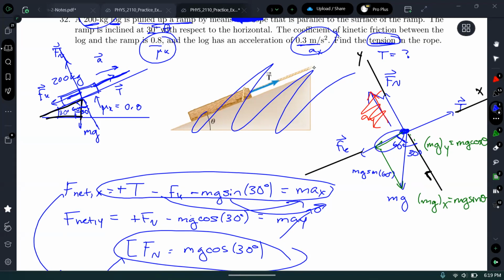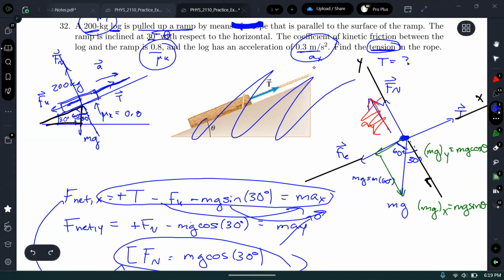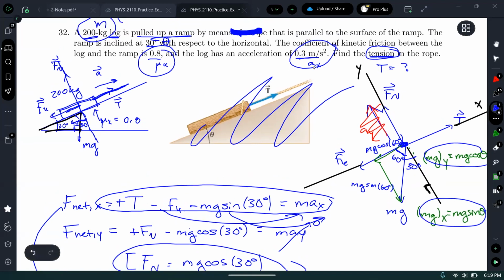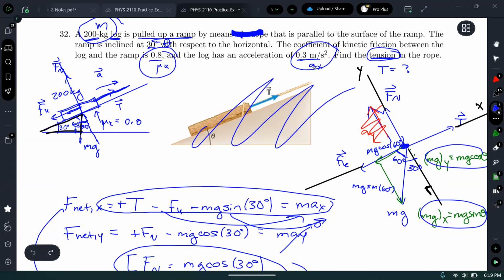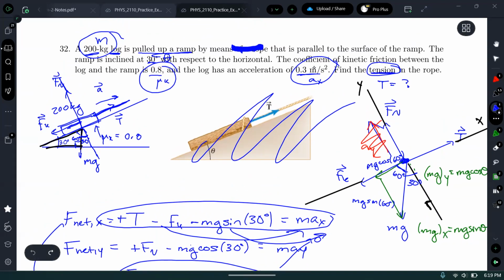And then this component, the x component, is adjacent to it. So I should use mg cosine of 60. That is equally correct to doing it with these two. It's just that I'm using the complementary angle, and that's why sine and cosine swap. So it is kind of up to you which one meshes best, which one feels the most correct, but all of them are equally correct ways to do it.